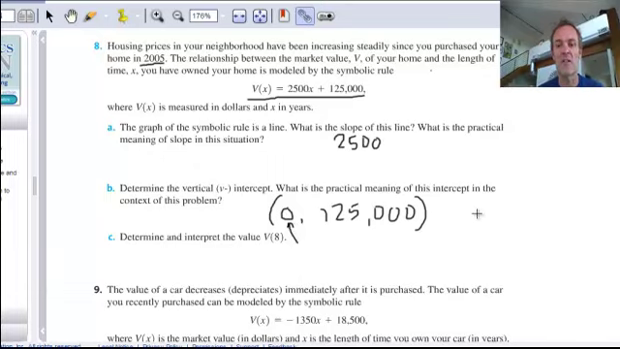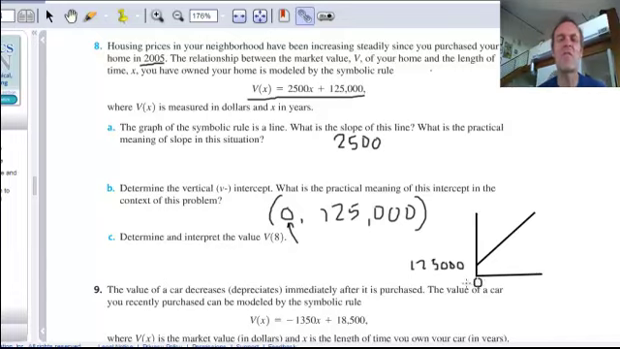Again, if I do something like this, and maybe I'll just do like this. Okay, so like that. Here we go. This starting was $125,000 in 2005 or year 0.